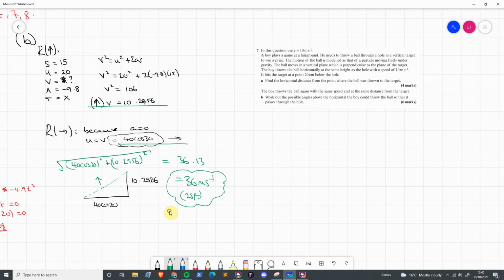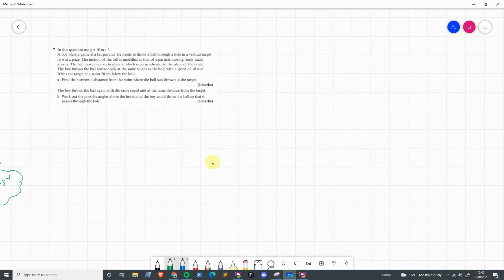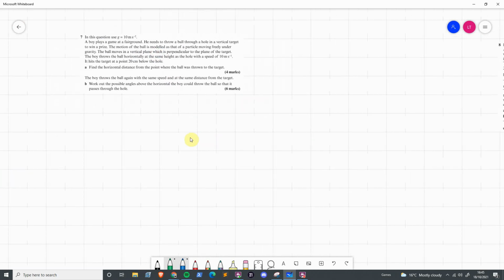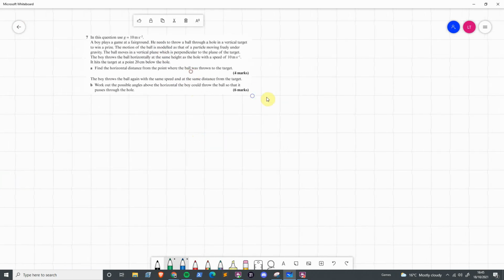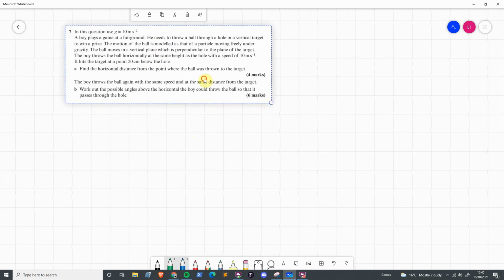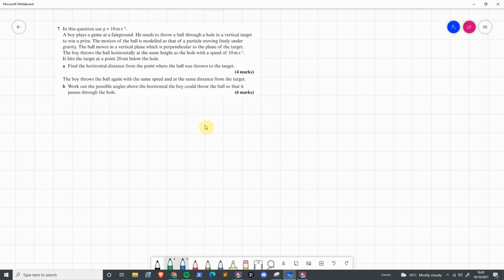Okay, question 7. Let's get that in the center a little bit. So, again, this time we're using gravity as 10, which is quite annoying. I don't really like it, but it just means we have to round to one significant figure at the end. So, let's have a read. This is a bit more applied, this question.